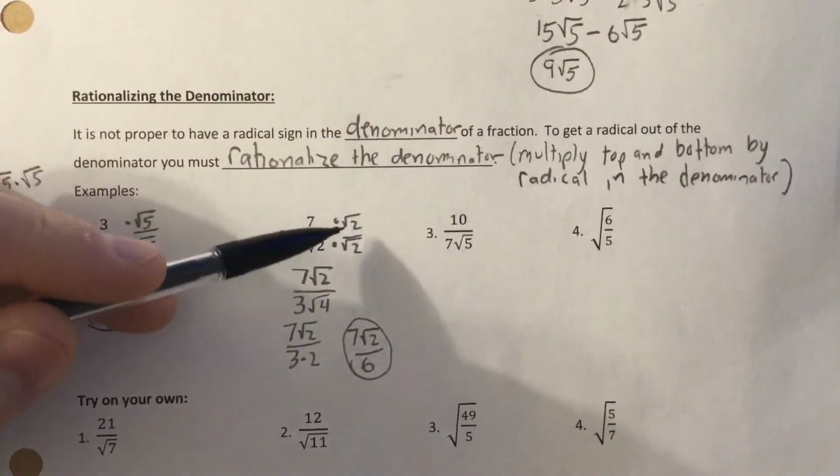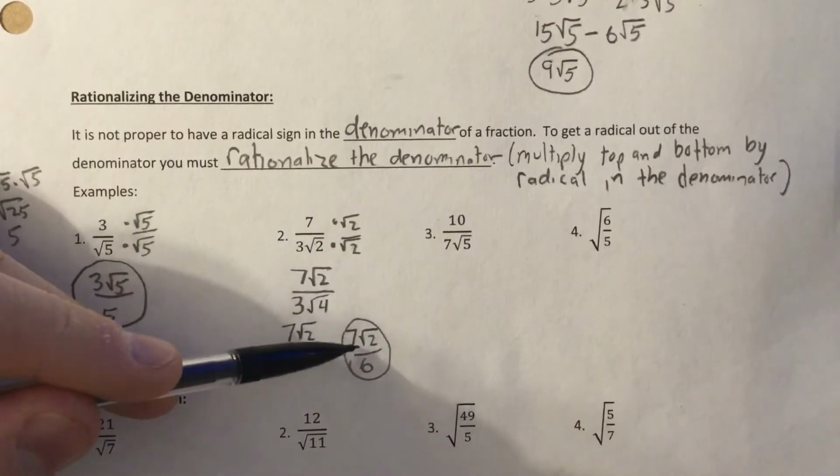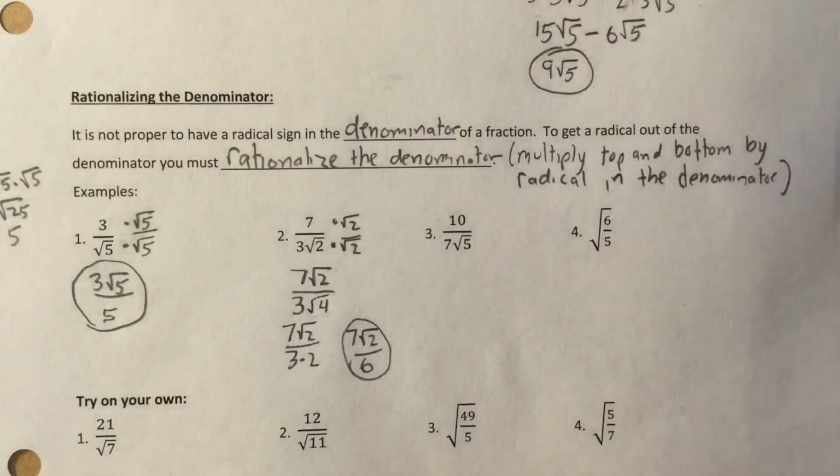If you want to go directly and say root 2 times root 2 is 2, that's fine, and go directly to that answer. You don't have to write that it's root 4. It's up to you, whatever way you feel more comfortable.